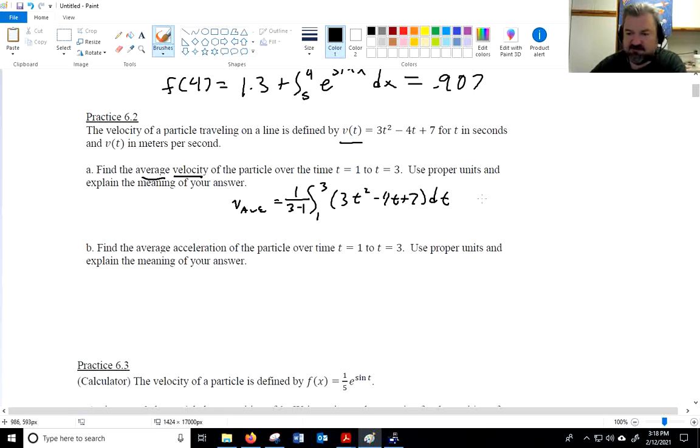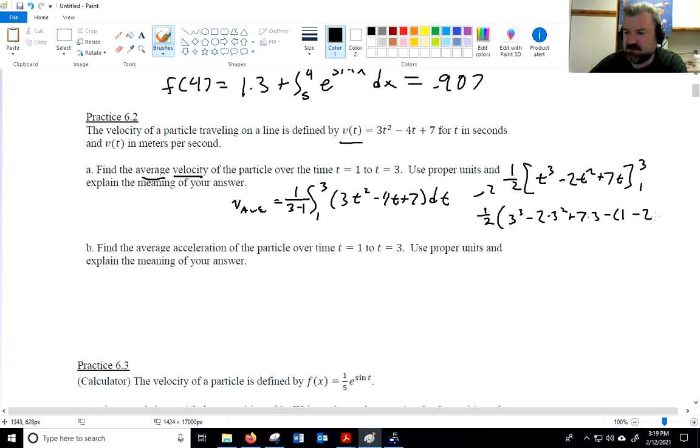And I don't have a lot of room to do work here. Maybe I thought this would be a calculator problem. Let's try and do it without it, though. So let's see here. When we integrate, this is going to be 1/2 times t cubed minus 2t squared plus 7t. And we're going to do that from 1 to 3. So that's 1/2 times 3 cubed minus 2 times 3 squared plus 7 times 3, minus another parentheses, 1 cubed minus 2 times 1 plus 7. And that is going to be in meters per second because the units of the average value are the same as the units of the function.